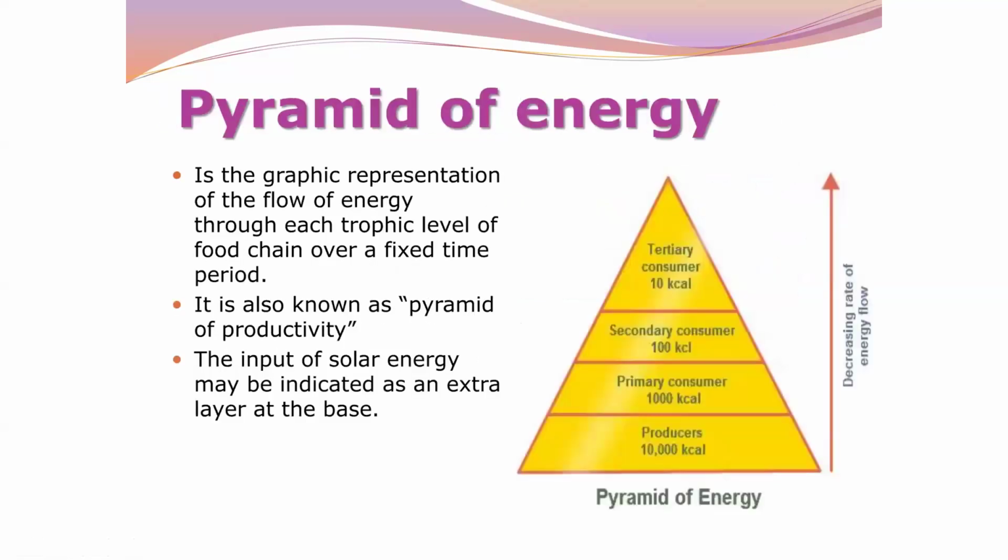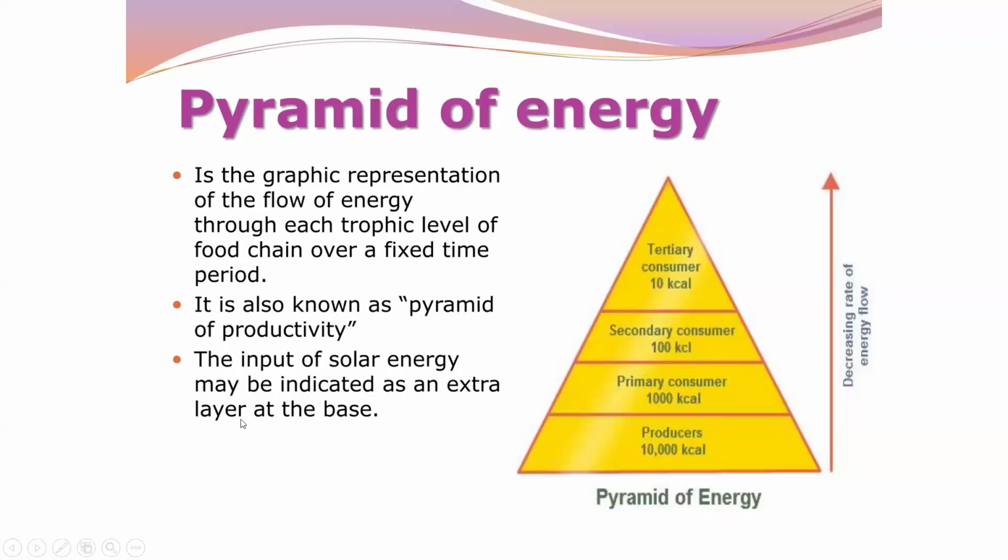So next one is the pyramid of energy. Here it is the graphical representation of the flow of energy through each trophic level of the food chain over a fixed time period. So it is the flow of energy. Here we are calculating the flow of energy through each trophic level of the food chain over a fixed time period. So it is also known as a pyramid of productivity, as the production of energy takes place here.